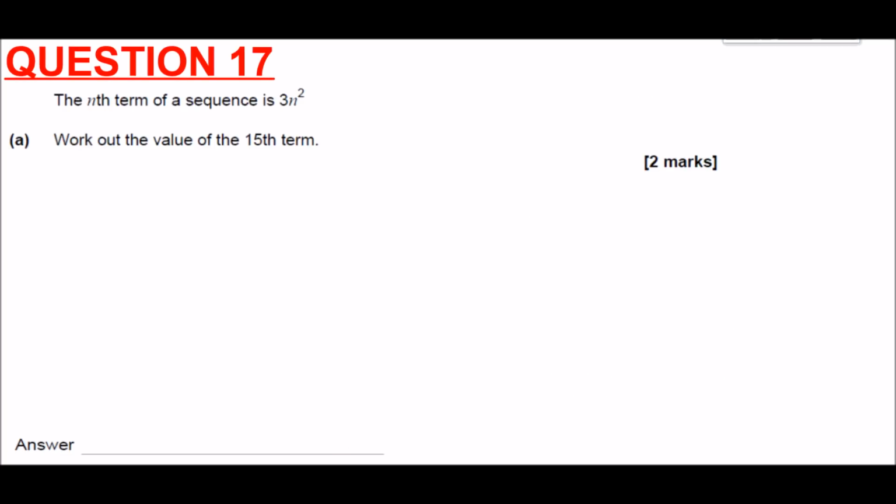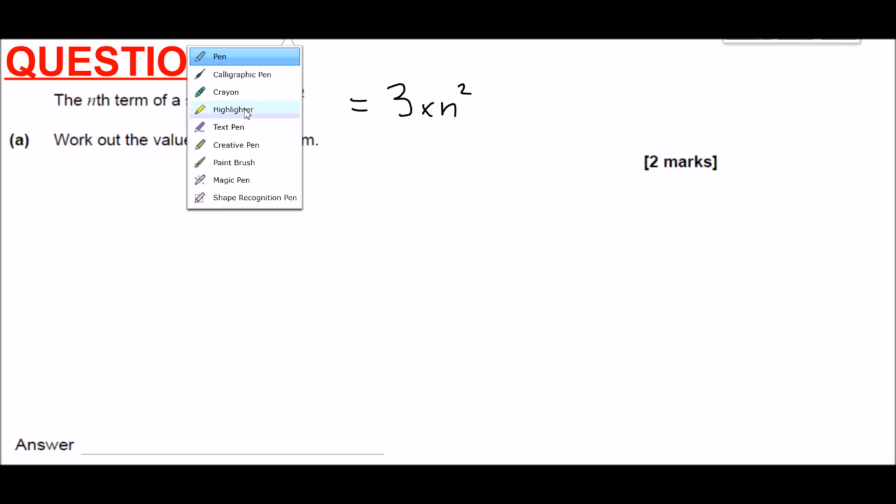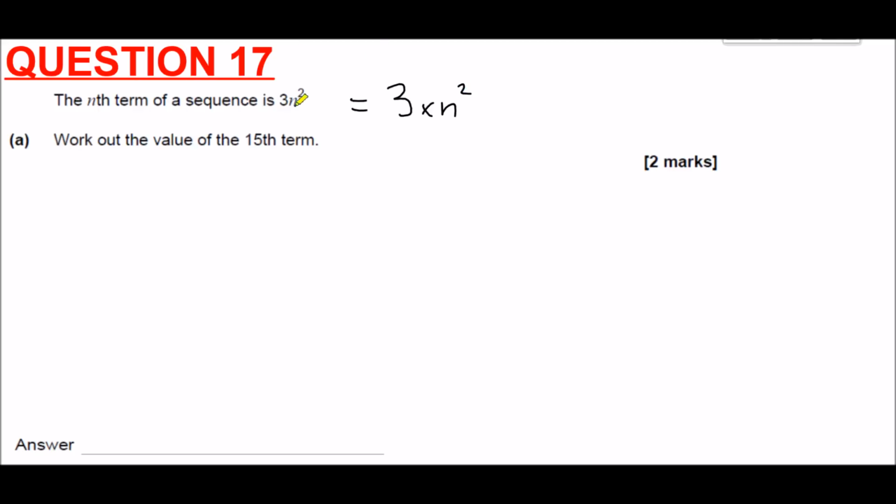Question 17, it mentions about a sequence. So the nth term of a sequence is 3n squared. And we need to work out the value of the 15th term. So if there's nothing in between the 3 and the n, does that mean 3 multiplied by n squared, whatever n happens to be. So n just means the nth term.